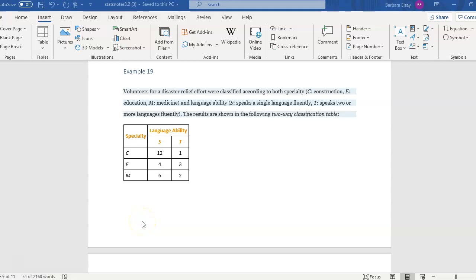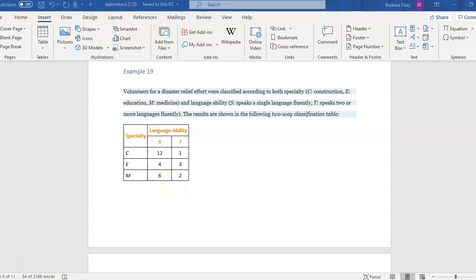Let's now look at example 19. Volunteers for a disaster relief effort were classified according to both specialty, which is construction, education, and medicine, and language ability. S being speaks a single language fluently, and T speaks two or more languages fluently. The results are shown in the following two-way classification table.